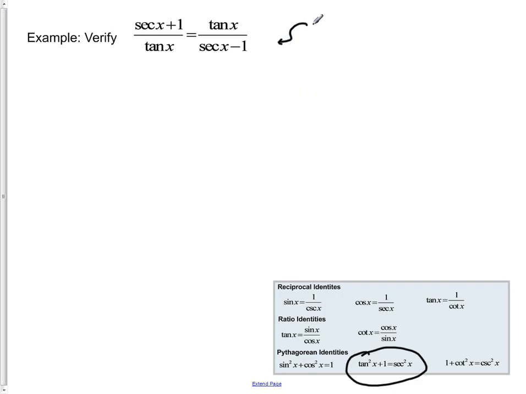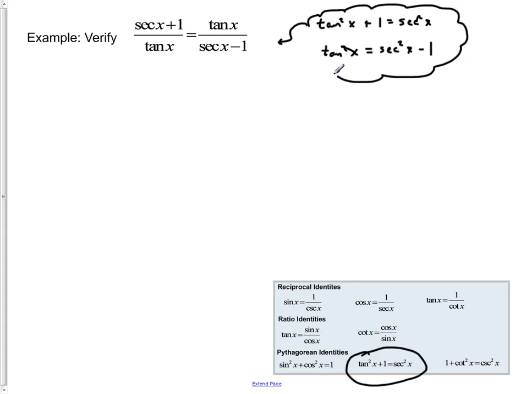If tangent squared x plus 1 is equal to the square of the secant of x, well, then the square of the tangent of x must be equal to the square of the secant of x minus 1. And that looks kind of familiar over here, right? That's the kind of thing in which we might be able to use our sum and difference factors, right? So, all right, I'm going to leave this left-hand side. I'm going to work on the right-hand side only.